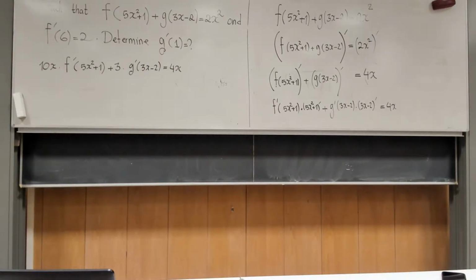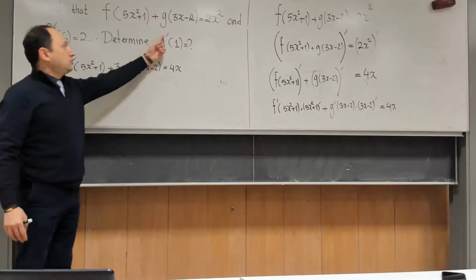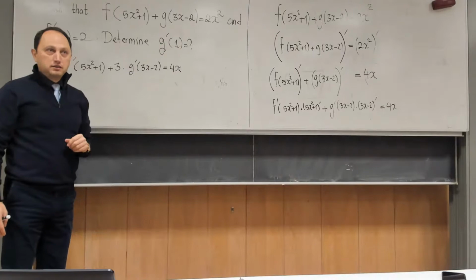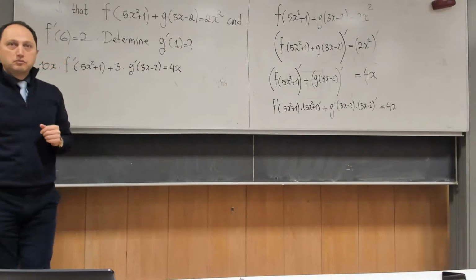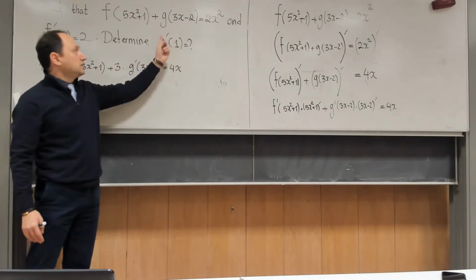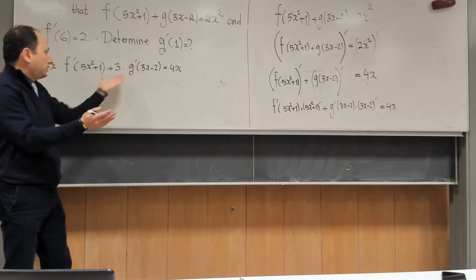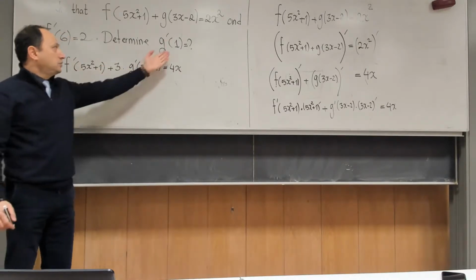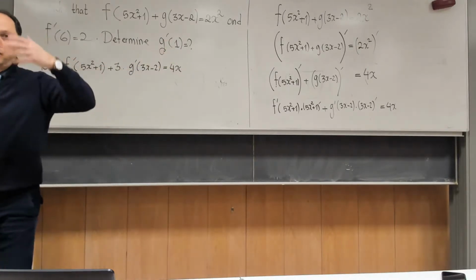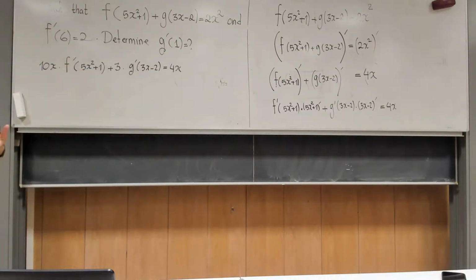Okay. Now read the question again. What is your goal? Your goal is to find g prime of 1. So can you tell me what to do? My goal is clear. My question mark is g prime of 1. This is not g prime of 1. This is g prime of some function. But I am asking you to find g prime of 1. What do I have to do? x equals 1 will work. Yes, you are right.